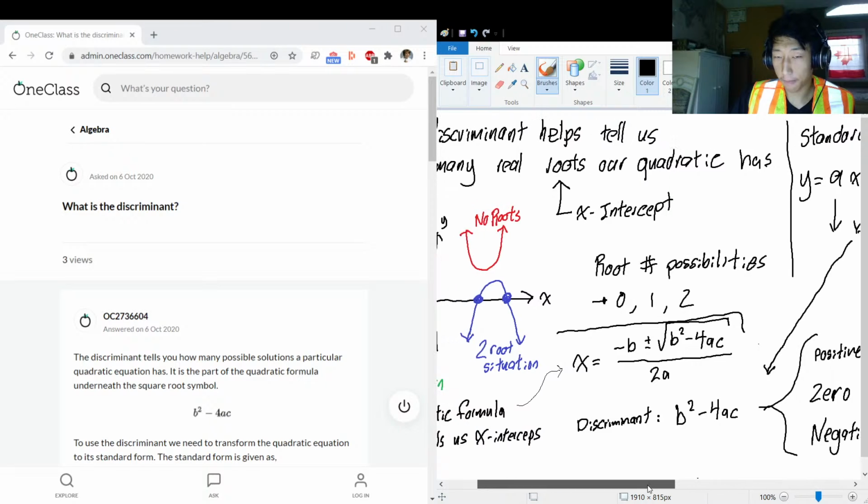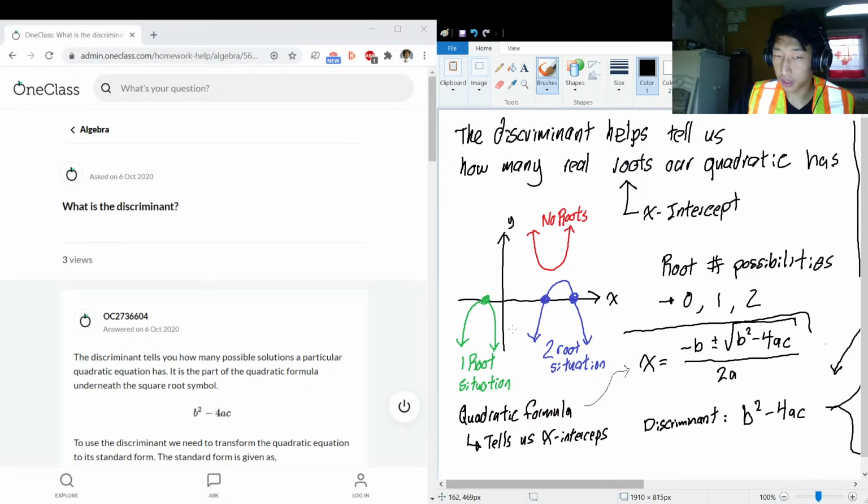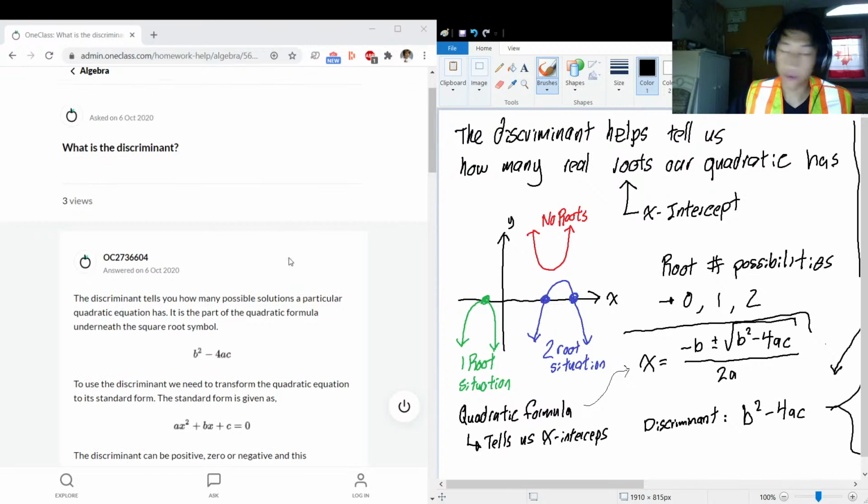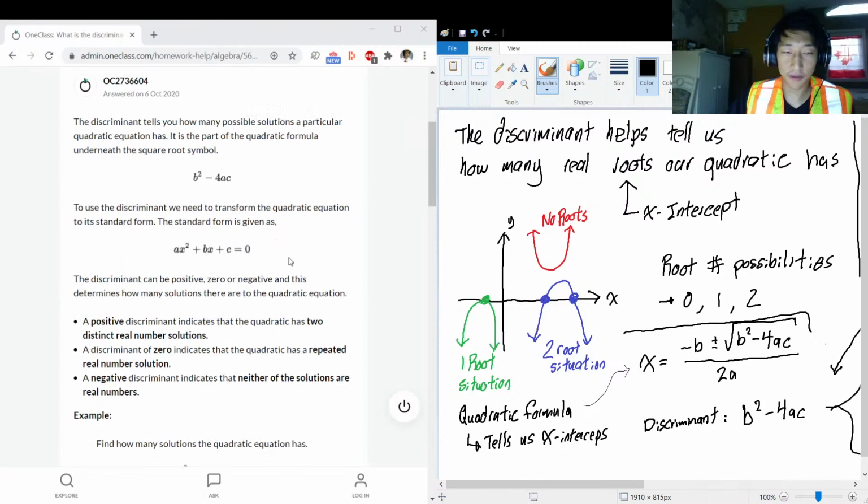Okay, so that is why the discriminant is useful. It can basically tell us how many roots we got, depending on the positiveness, the negativeness, or the zeroness of the discriminant. Sounds good? Sounds good to me. This is a fun time.